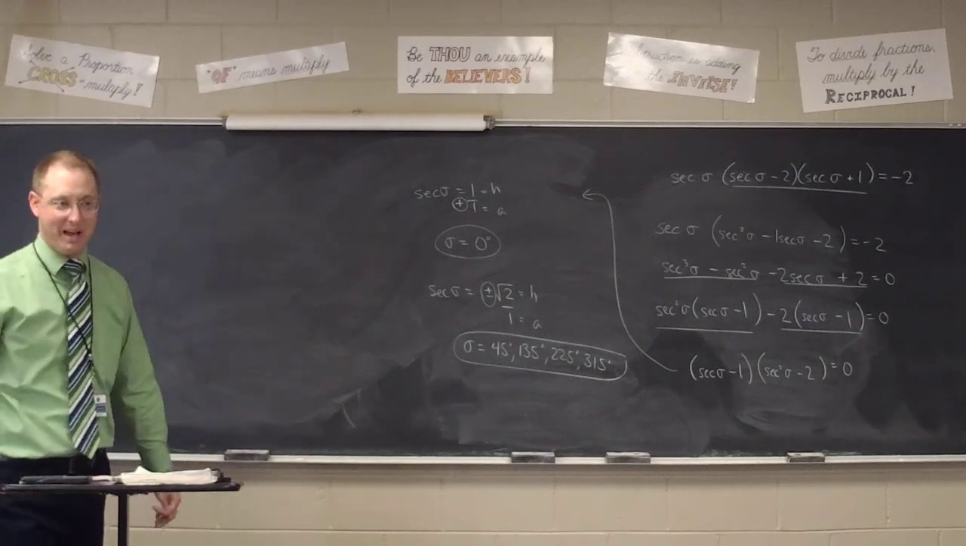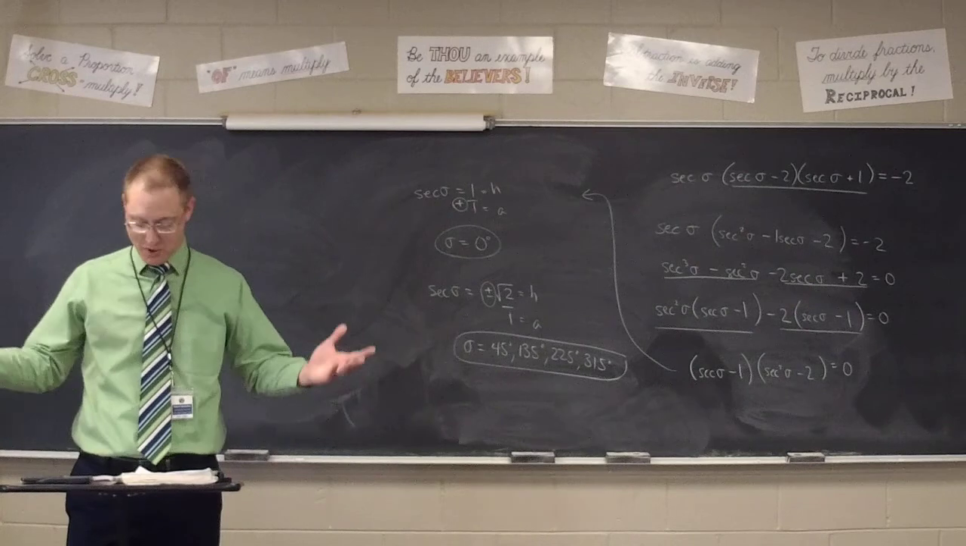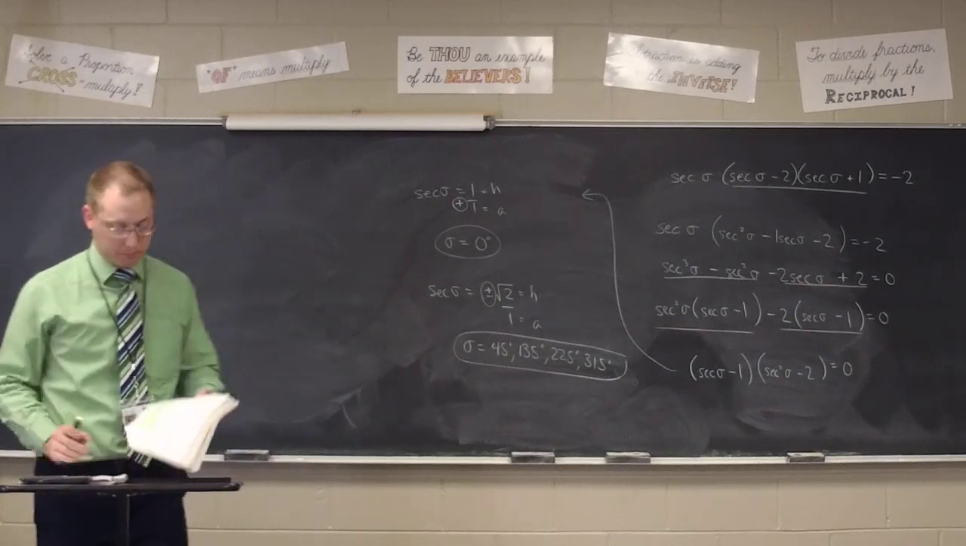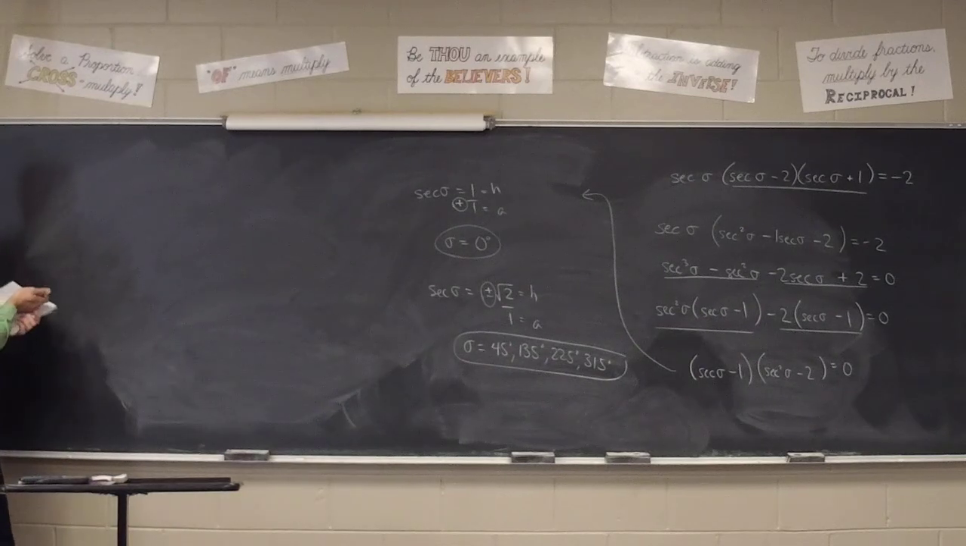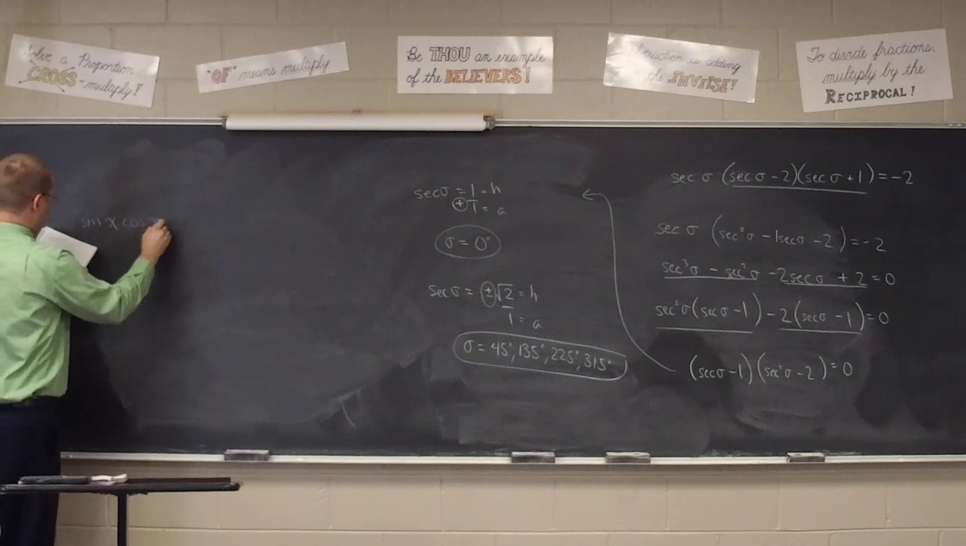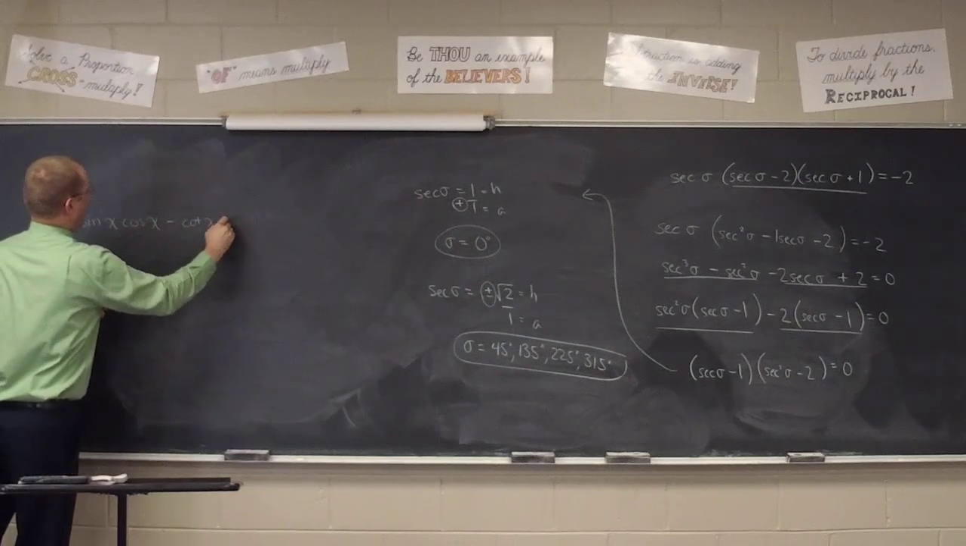Grouping, something else from algebra we hadn't reviewed in a while. So, here's a perfect opportunity. Let's take a look at number 22. All right, Christopher, here we go. I have sine chi cosine chi minus cotangent chi, all equal to 0.